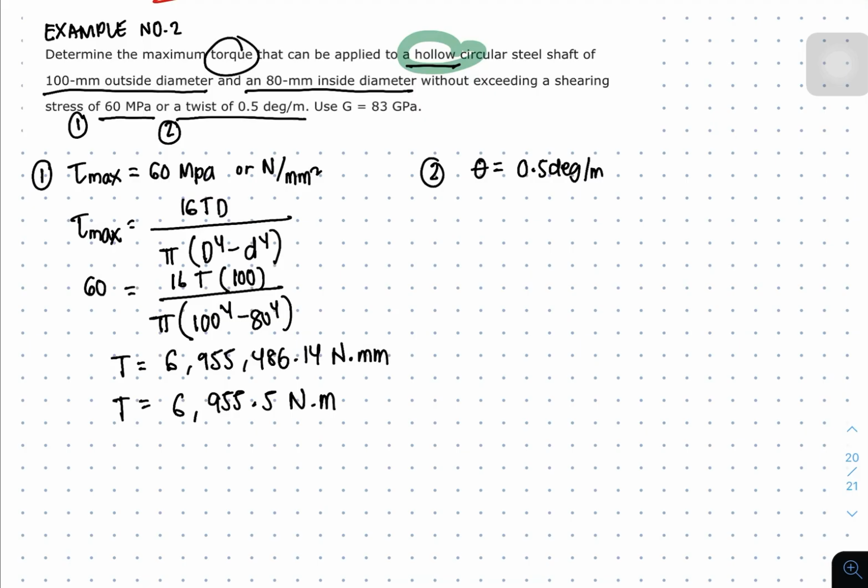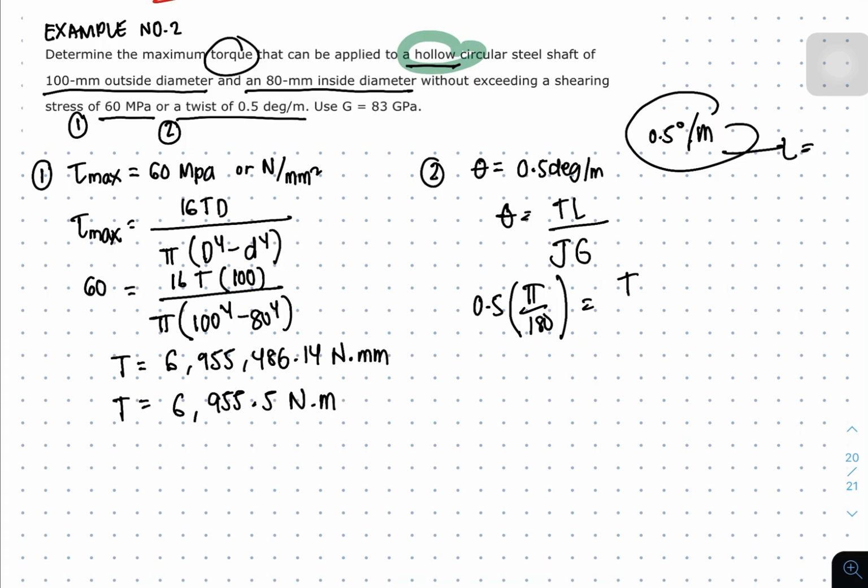And next we need to solve for our torque based on the maximum angle of twist, which is 0.5 degrees per meter. Our formula here is simply the torque times the length of the shaft all over the polar moment of inertia and the shear modulus. So we have 0.5 degree per meter, and we need to convert this into radian: pi over 180 equals the torque times its length. Since we are given 0.5 degrees per meter, we assume that our length here is simply 1 meter or 1000 millimeter.